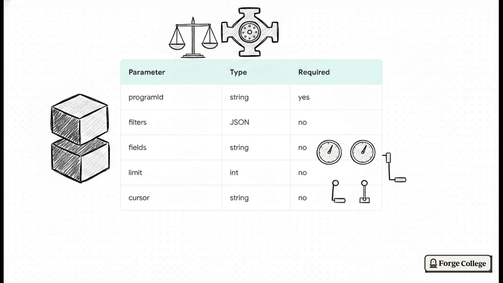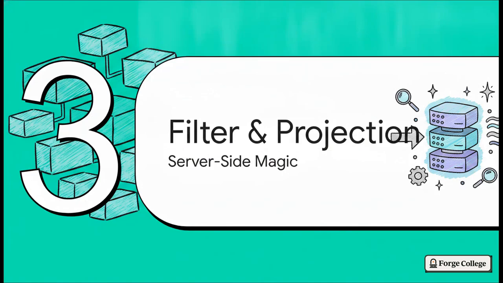You want just the balance? Just use the fields parameter. Need to cap the results so your app doesn't just freeze up? Set a limit. It's all about giving the client total control over the query without compromising the stability of the server. Okay, let's jump right into section 3, server-side filtering and projection.